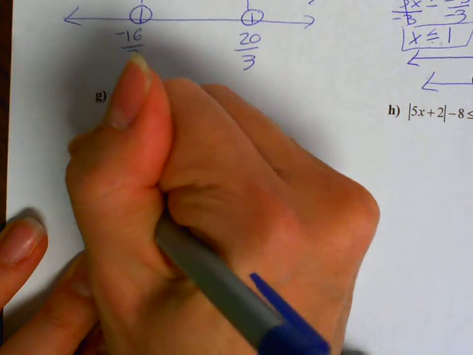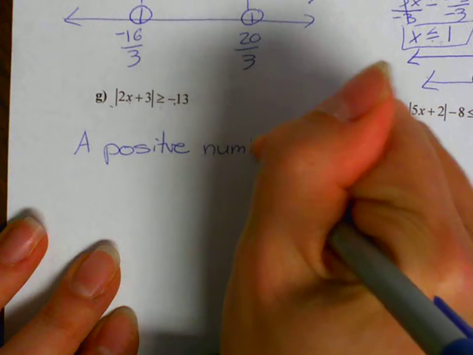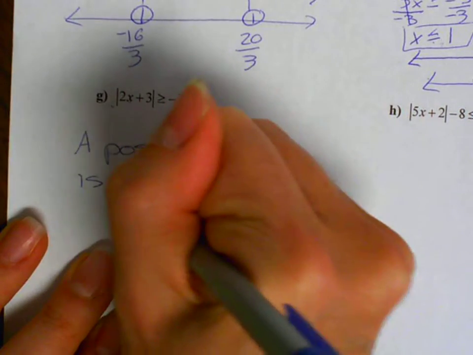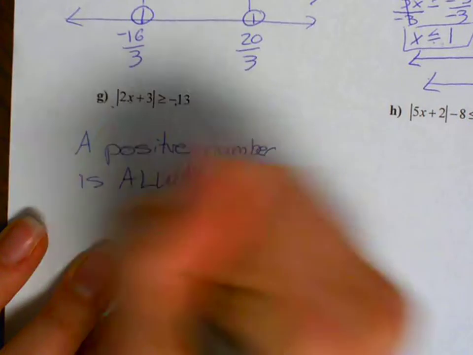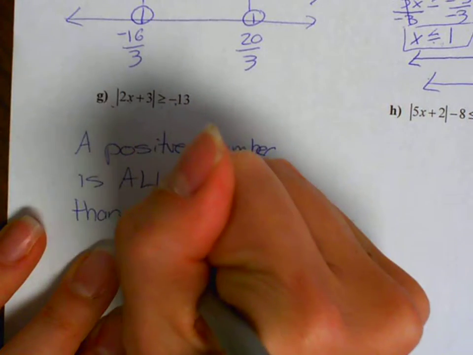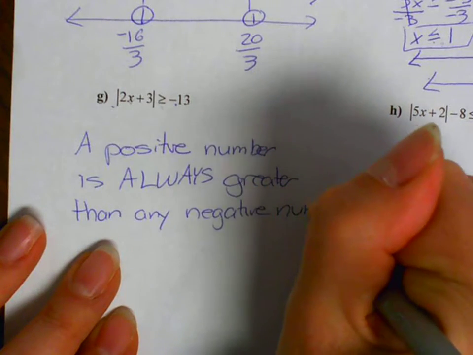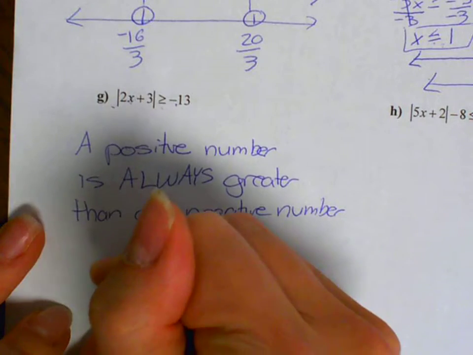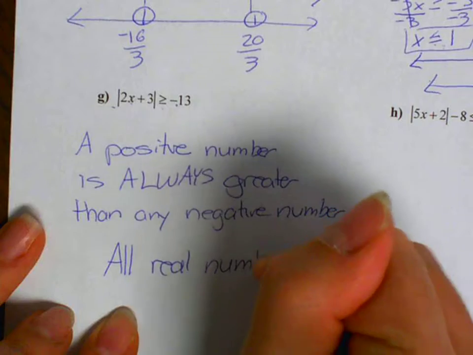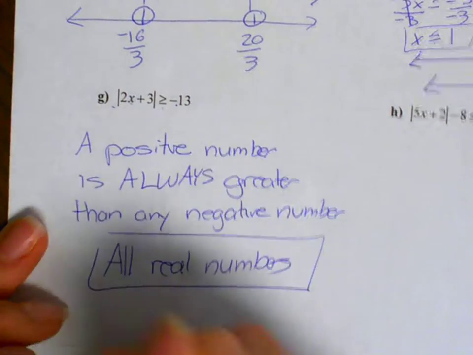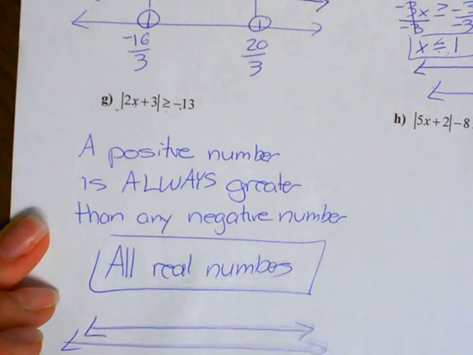Because we always have a positive number is always greater than any negative number, and so the answer to this one is just going to be all real numbers. Which means if I graph this one, it's just going to be everything.